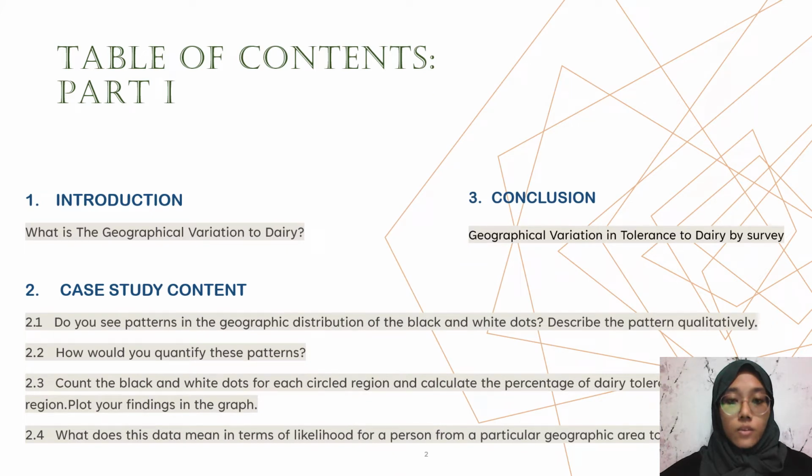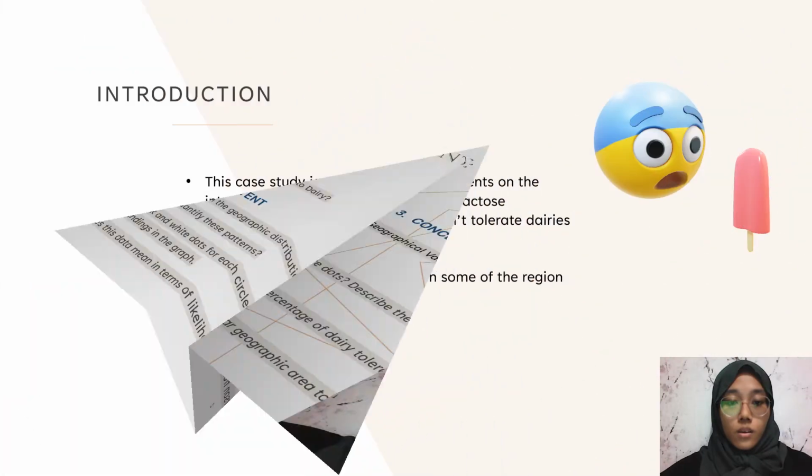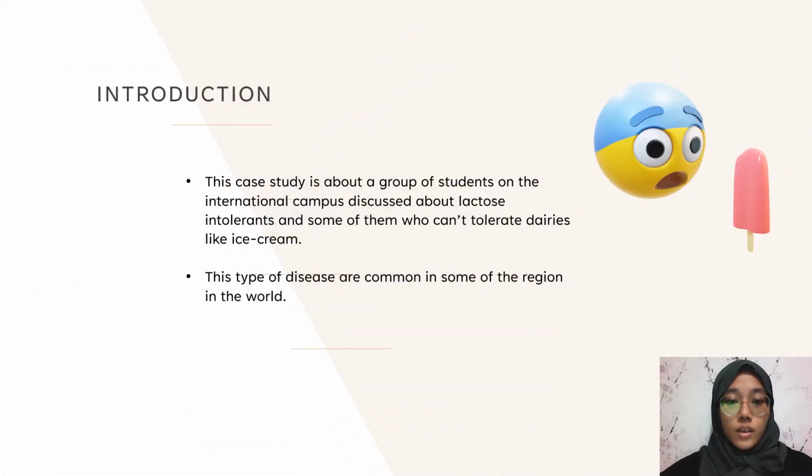This is the table of contents for part 1, which includes introduction, case study content, and conclusion. For the introduction, this case study is about a group of students on the international campus who discuss lactose intolerance, and some of them cannot tolerate dairy, like ice cream. This type of condition is common in some regions of the world.